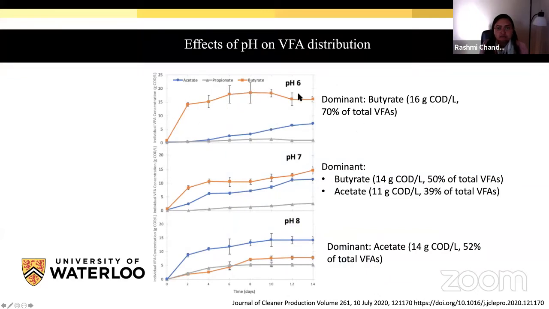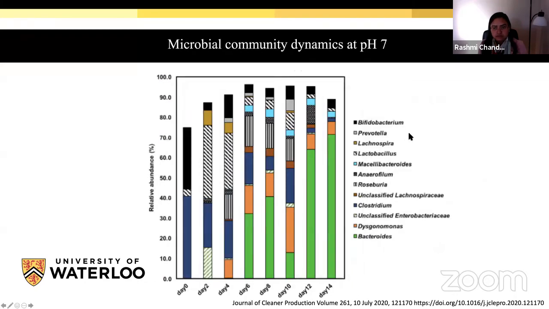And then we studied various pH values, like 6, 7, and 8. And if you see, we are able to get a butyrate of 16 grams of COD, which was really high. If our VFA concentration is high, it's easy for us to extract them from the media or from the waste, and we can make a good biorefinery platform from it. So I just went back to explain that slide.